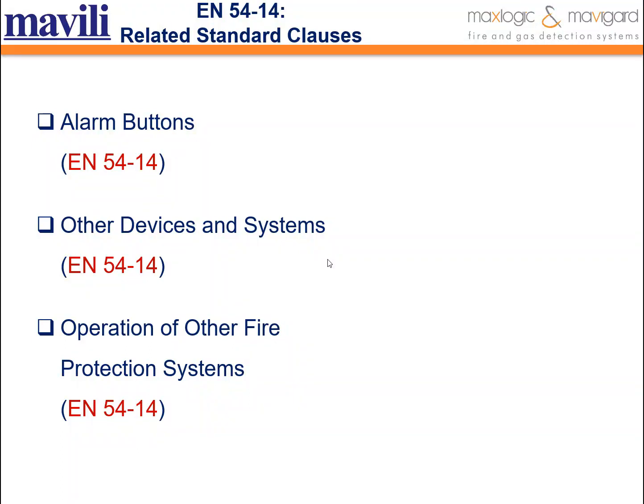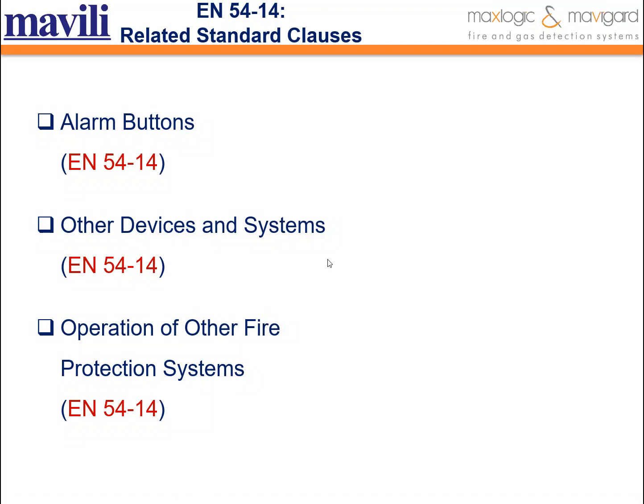Let's get into detail. Alarm buttons should be placed on escape routes, all doors inside and outside of the escape stairs, and all exits that open to the open air. They can also be placed next to the special hazards or firefighting equipment.